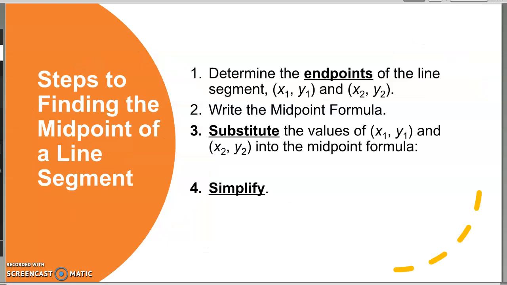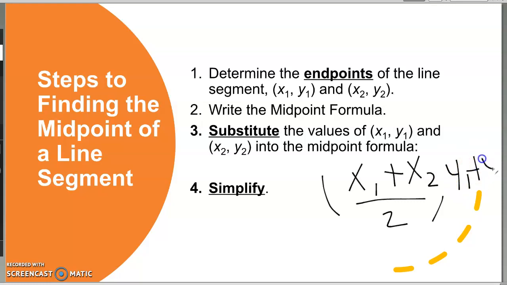The formula is, first you have to find those endpoints. You have to find out what the endpoints are. And you write the midpoint formula, which is x1 plus x2 divided by 2, because it's just a halfway point. It's just that simple. And y1 plus y2 divided by 2. We substitute those values in and we simplify.